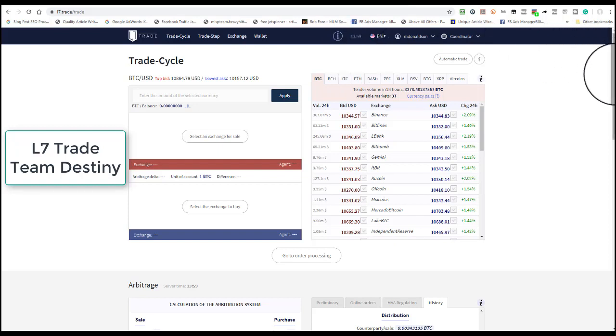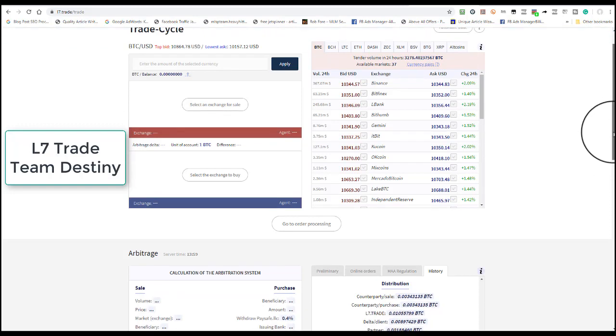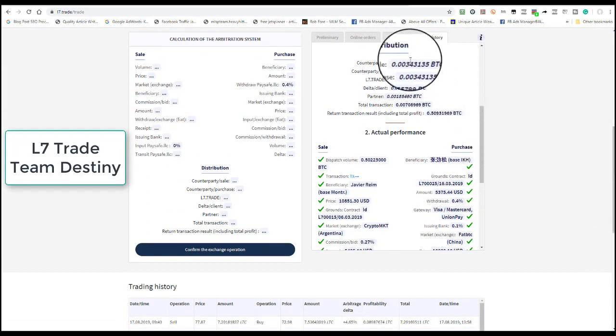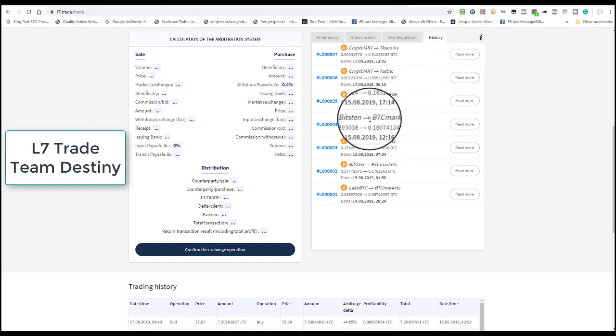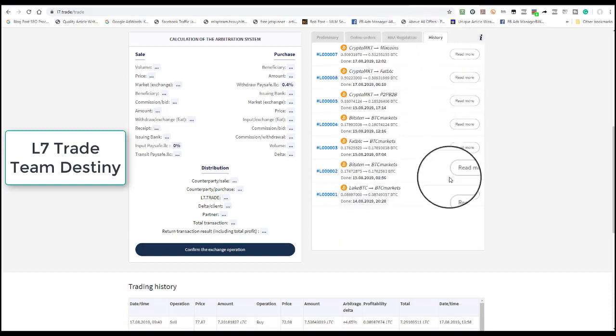First of all, in order to calculate, go down to your history. So you're going to scroll down to this area right here, this tab that says history. Typically it would look like this and have a list of trades. You're going to click on one of the trades. Let's just click on one here.